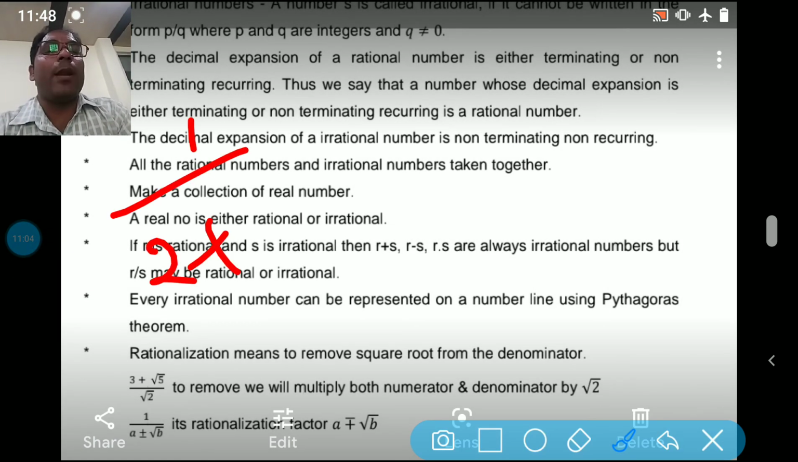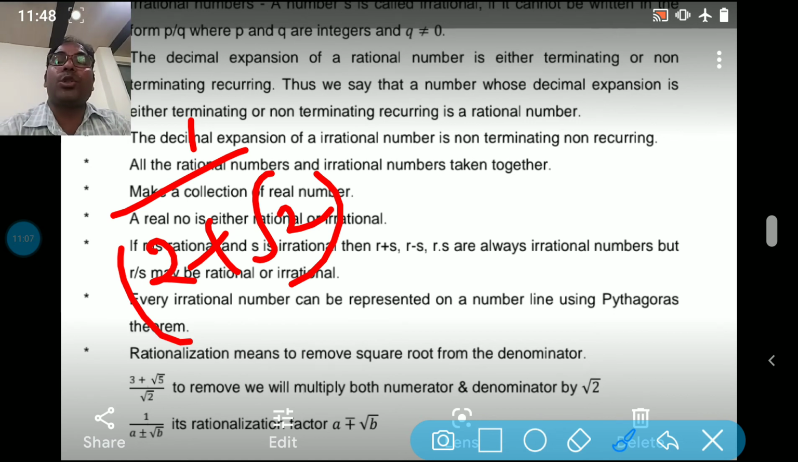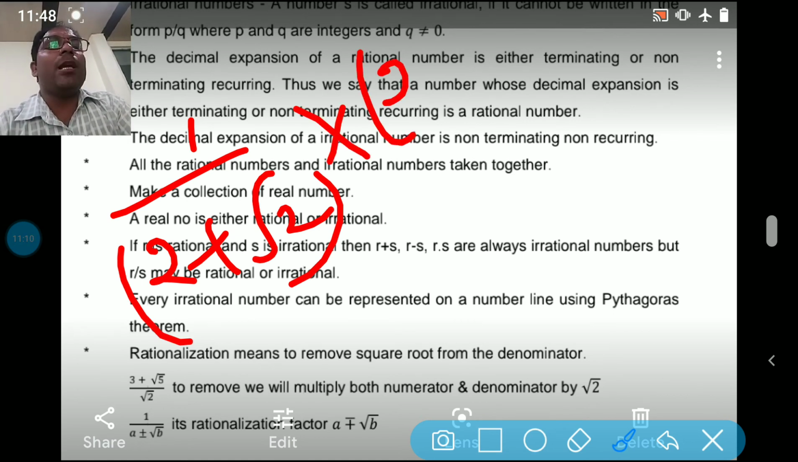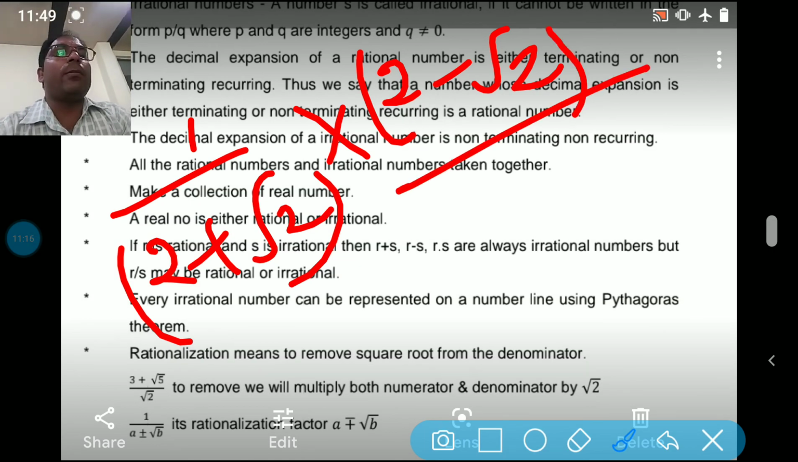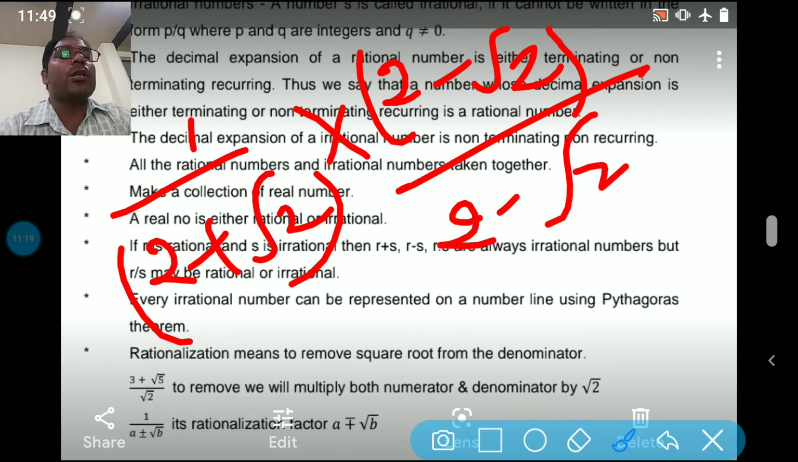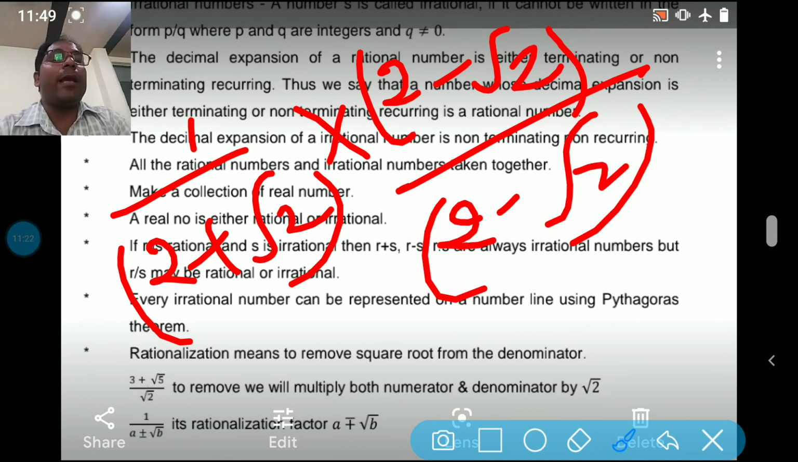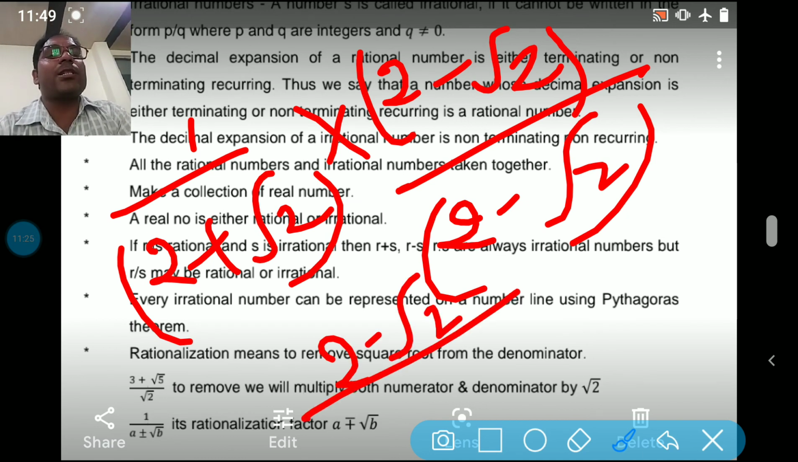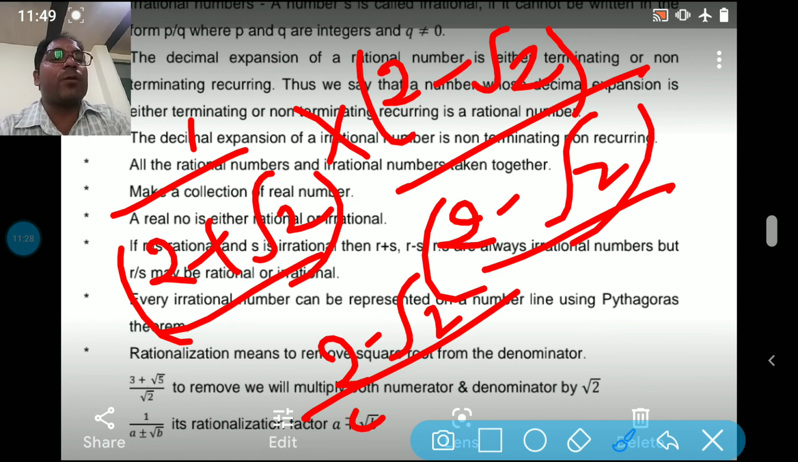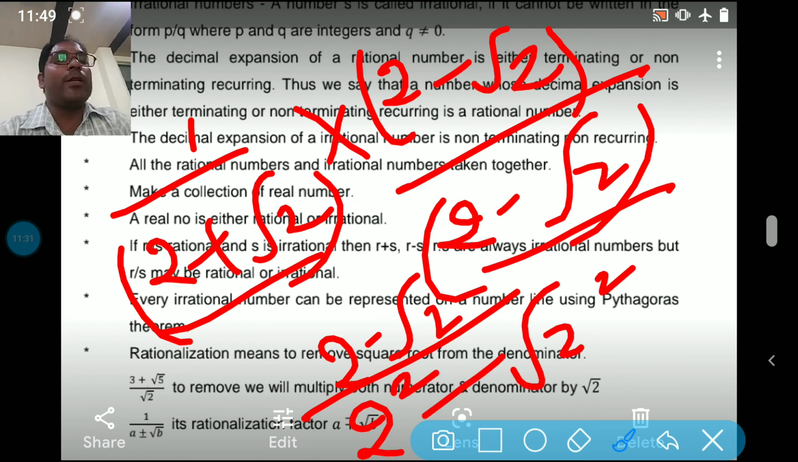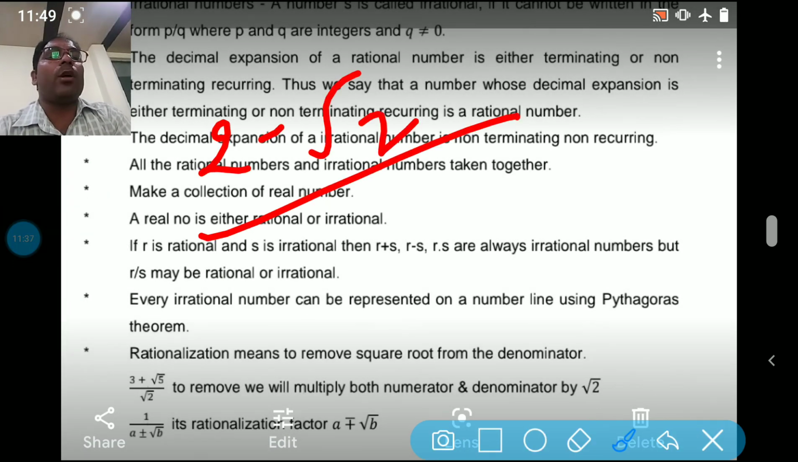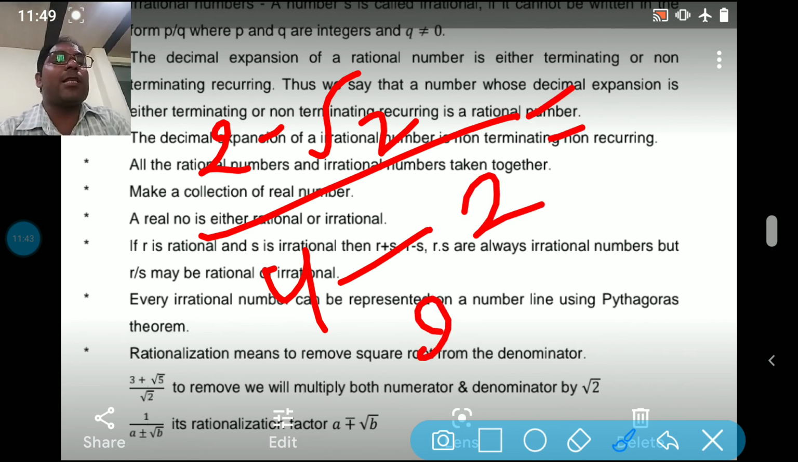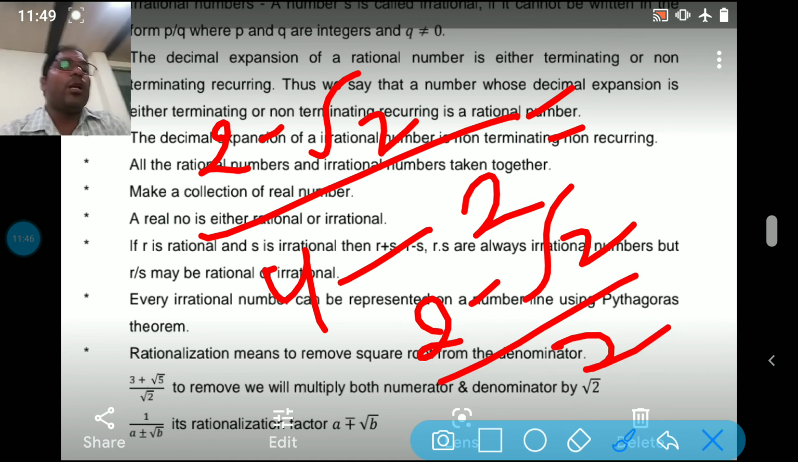Suppose 2 upon 2 plus root 2 is given. We have to rationalize. Then we will multiply by 2 minus root 2, the opposite of this number, which is also known as the conjugate. So we will multiply by 2 minus root 2 upon 2 minus root 2. Then the answer on top will be 2 minus root 2, and downwards a minus b times a plus b, which is a square minus b square, that is 2 square minus root 2 square. So what will the final answer be? 2 minus root 2 upon the square of 2, that is 4, minus the square of root 2, that is 2. So 4 minus 2 is 2. The answer will be 2 minus root 2 upon 2. So this is the answer.